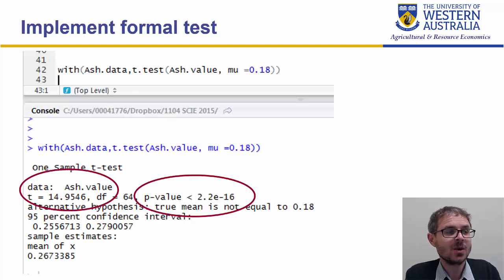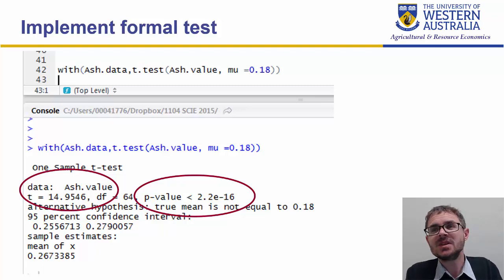So how does my t-test work? I look at the data that I had, my ash data. I applied the t-test function to the variable ash.value. Remember, in a data matrix, the rows are the units or the cases, and the columns are the variables. So the variable is ash.value. I want to test whether the mean is equal to 18%. And what do I see? I get a really small p-value, strong evidence to reject the null. So this is not a good thing for me.